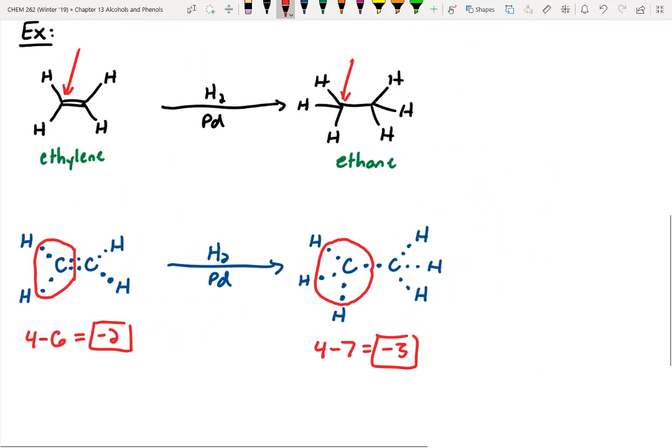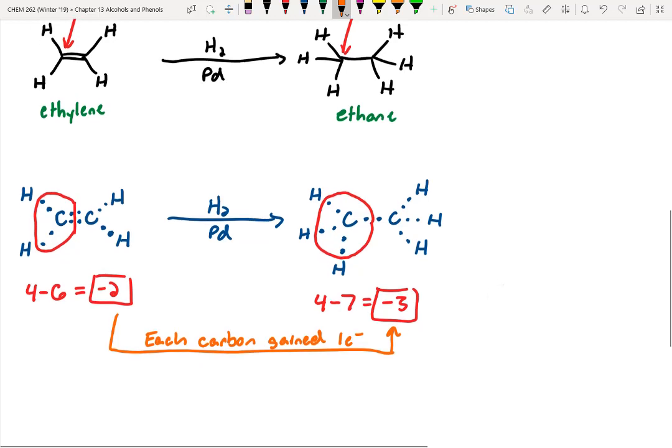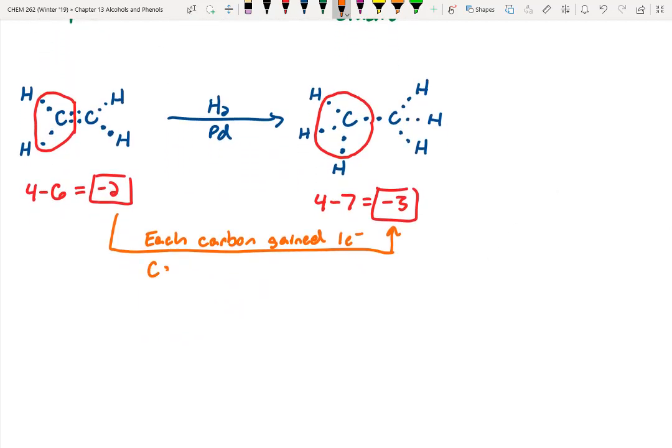All right, so let's zoom out on this big picture view. Did we gain or lose electrons? Gained. So each carbon gained 1 electron. Was carbon oxidized or reduced? Yeah, carbon was reduced.